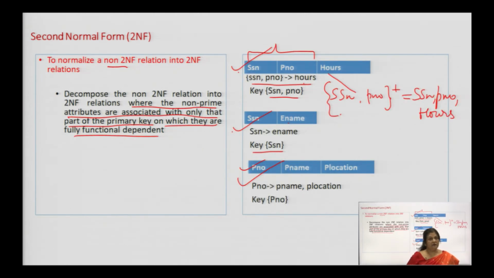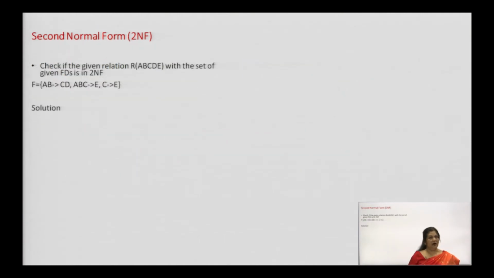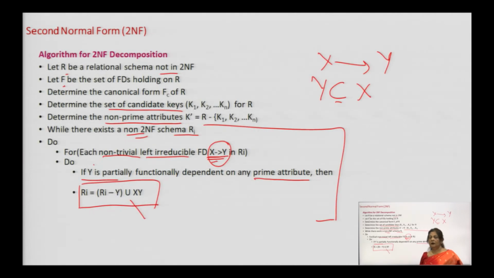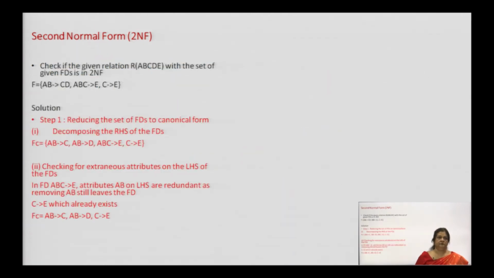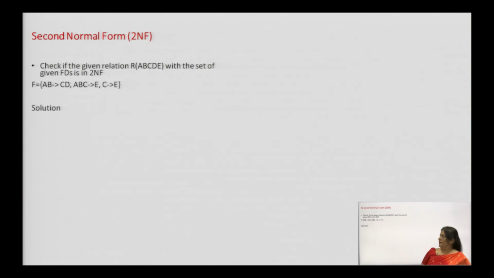We are trying to achieve this: associate the non-prime attribute with only that part of the key on which it is fully functionally dependent. This is what we are doing over here also, right. So, this is the algorithm that we will generally follow for the 2NF decomposition of the relations which are not in second normal form. Now, let us take up this example.